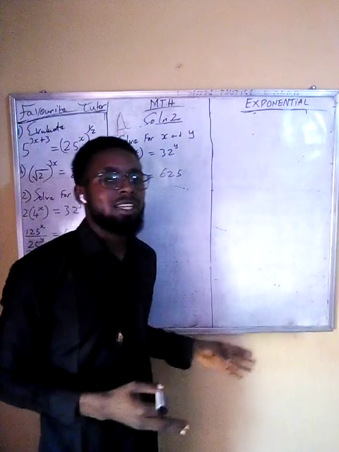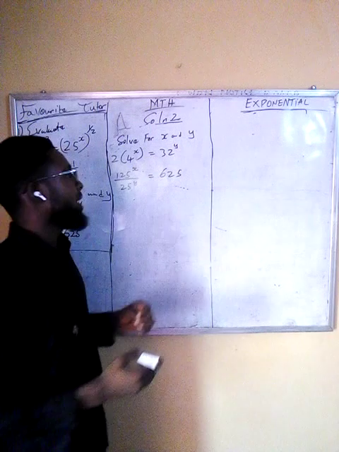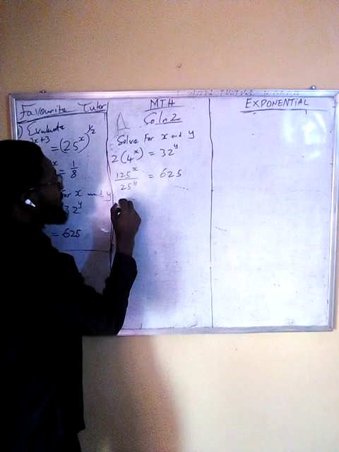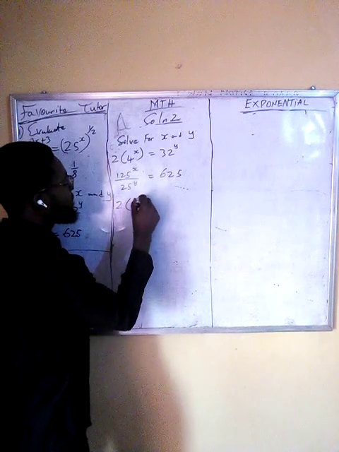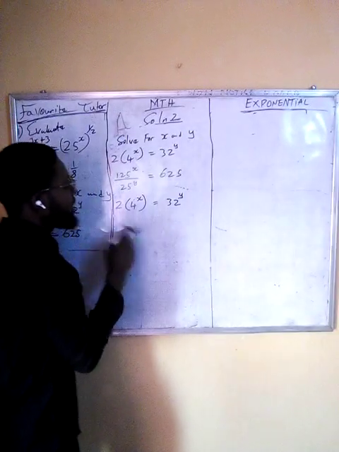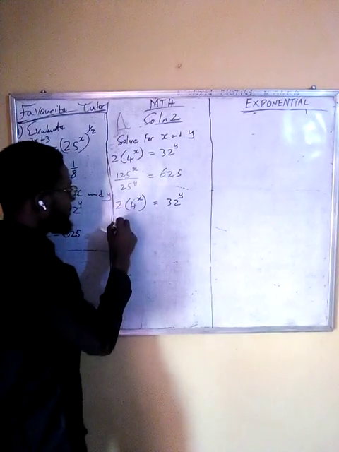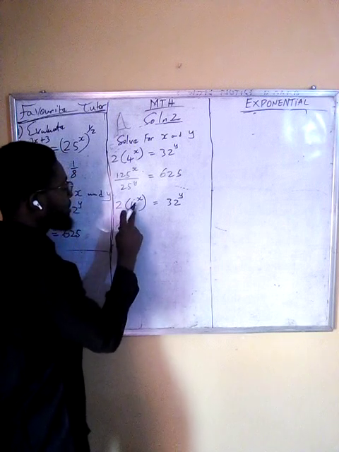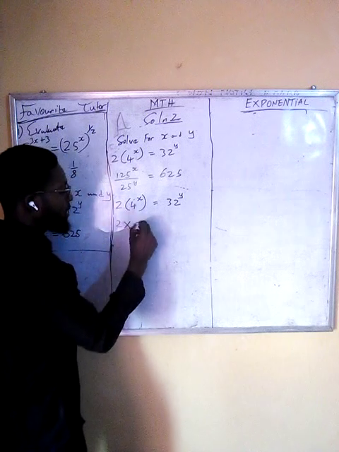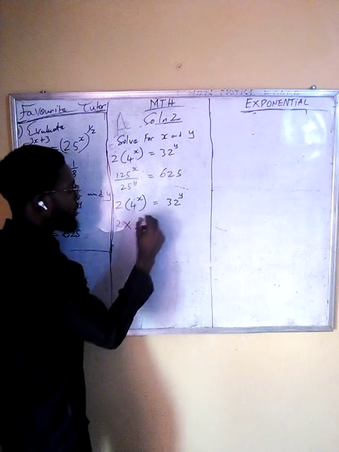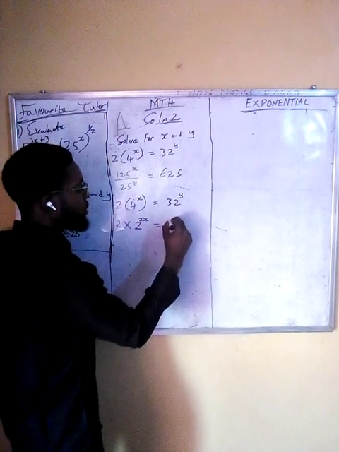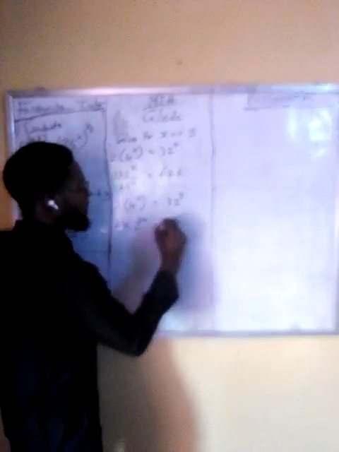Let us solve for the value of x and y, because those are the variables we have here, and they are exponential. The first one: 2 times 4 raised to the power of x equals 32 raised to the power of y. Let us change everything to index form. To open this bracket, we multiply. Change 4 to index: 2 raised to the power of 2x. 32 in index form is 2 raised to the power of 5, then y, 5y.